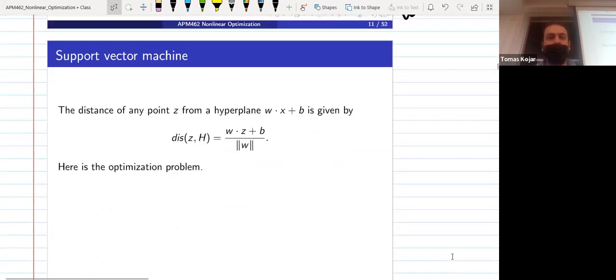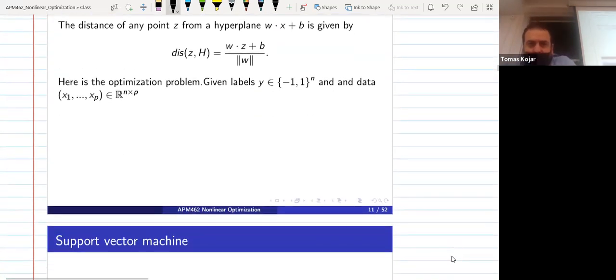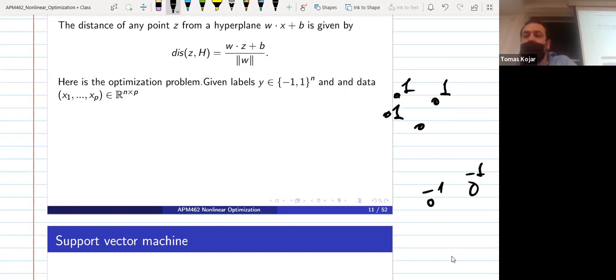All right. So this is the distance, and let's do the optimization problem. Again, the goal is to have some points labeled by 1, 1, 1, minus 1, minus 1, minus 1. Okay, these are the labels.